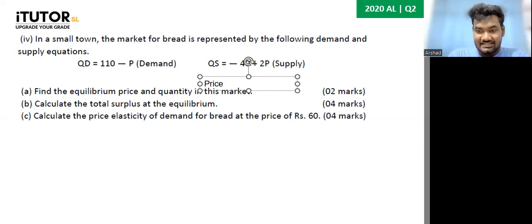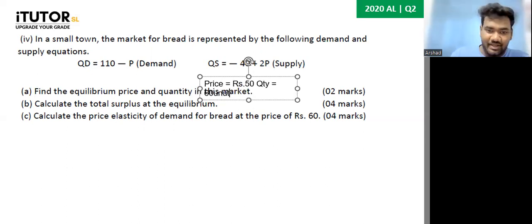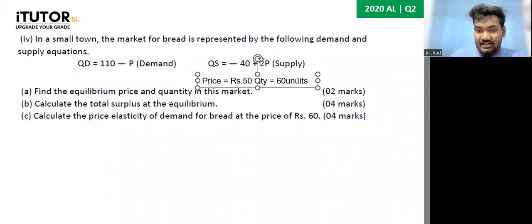Price 50, quantity 60. Okay. Price 50, quantity 60 units. Okay, that I'm hoping you all can find. Now, in the previous question, in the previous paper, I showed you how to find economic surplus. So total surplus, that is what you call economic surplus. So how do you find consumer surplus plus producer surplus?